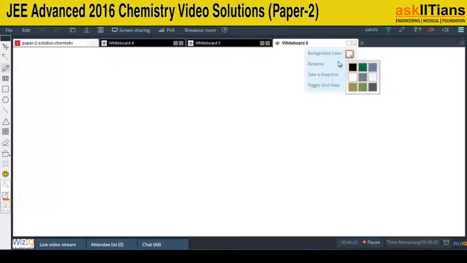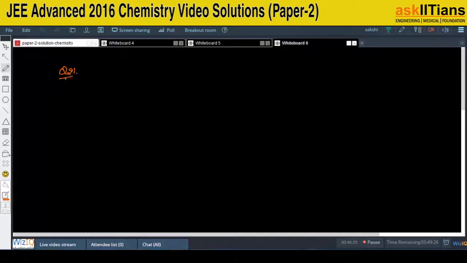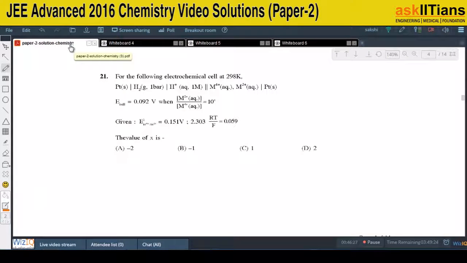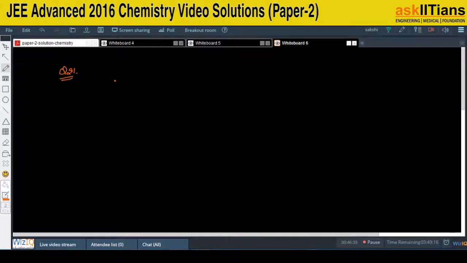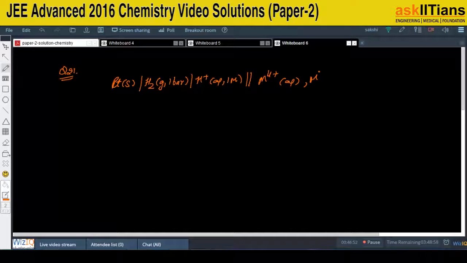Question number 21 states that, for the following electrochemical cell at 298 Kelvin, there is an electrochemical cell given to you. Let me write it here. You have platinum solid, then hydrogen in the gaseous state at 1 bar pressure, then H plus aqueous, 1 molar. Then you have a salt bridge. Again you have M4+ aqueous, M2+ aqueous. So it's an oxidation reduction half cell. On the right hand side you can see very clearly.